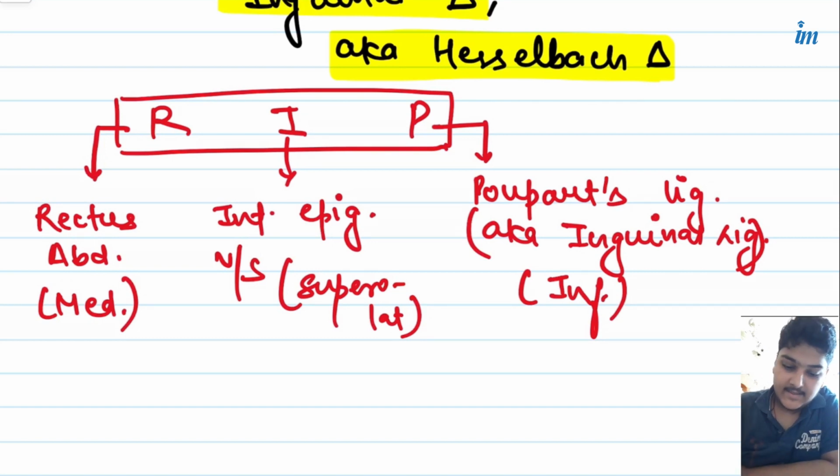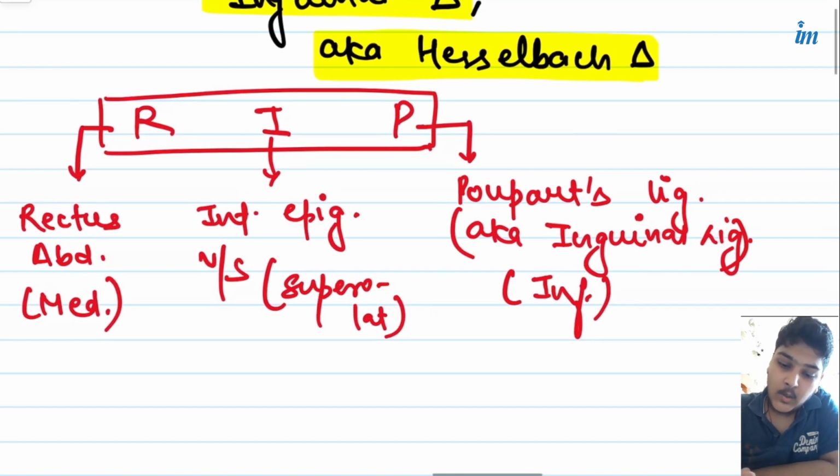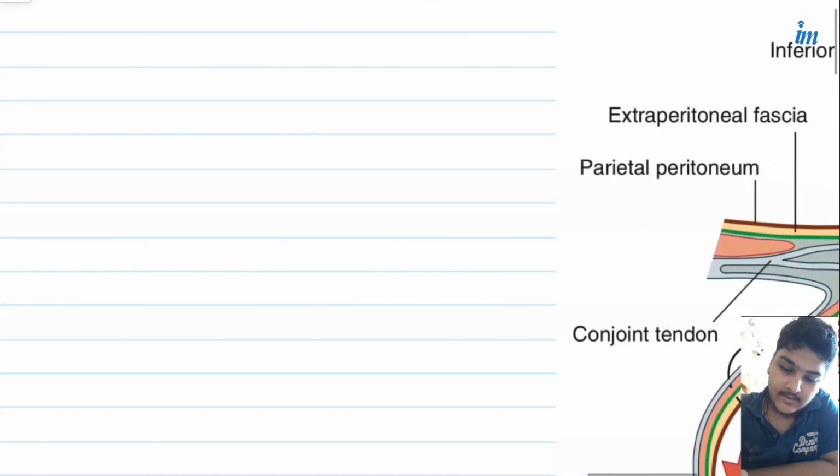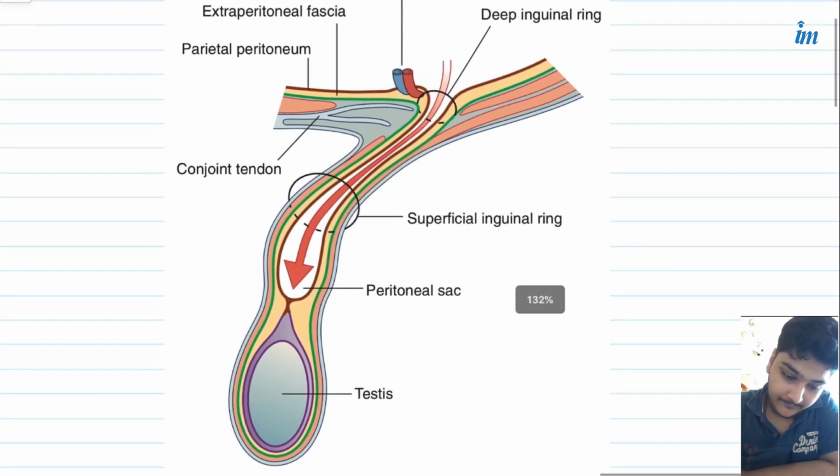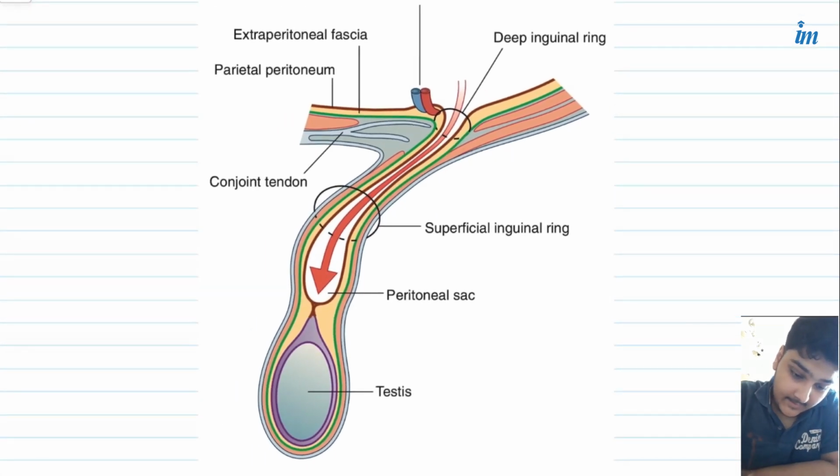Now let's understand all this that I have said with an image over here. So this is for indirect inguinal hernia. As you can see, here we have the deep inguinal ring, here we have the superficial inguinal ring, and this in between is the inguinal canal in which your hernia is protruding.